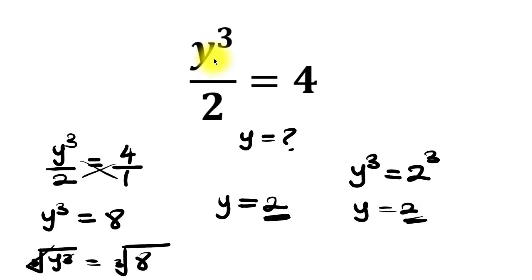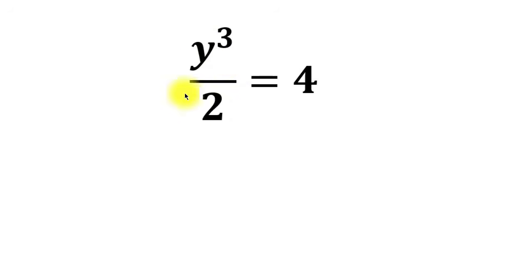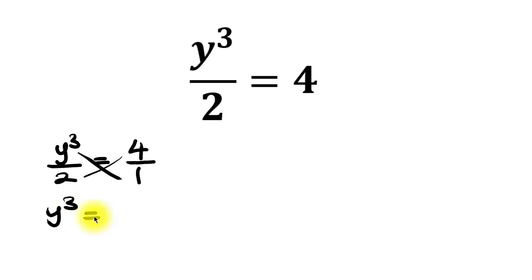Now let me show you the correct way to approach this question. And here is the correct way. The left-hand side is a fraction, which is y cubed all over 2. Now making the right-hand side a fraction, I write 4 all over 1. Now let's cross multiply. So y cubed times 1, that is y cubed, equal to 2 times 4, that is 8.